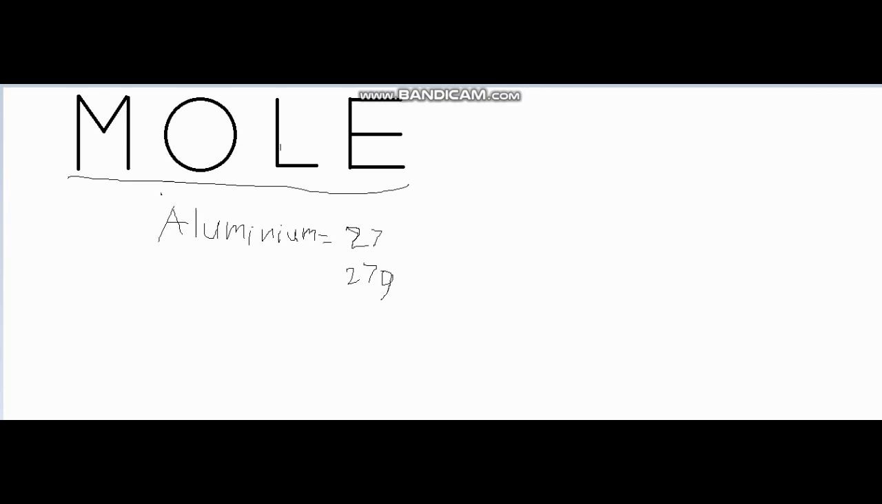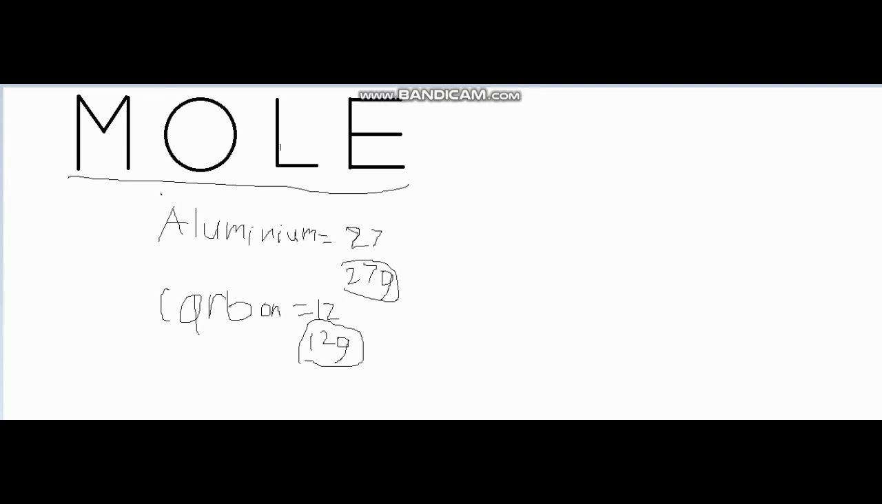Same way, the atomic mass of carbon is 12, and 12 grams of carbon is the amount that contains 1 mole. Now this right here, this is known as the molar mass. So the molar mass is the mass in grams of 1 mole of a chemical substance.